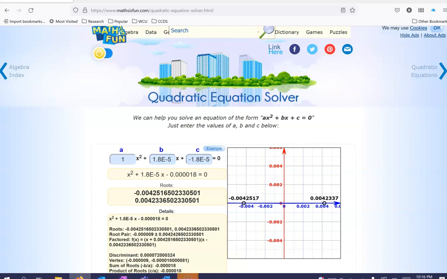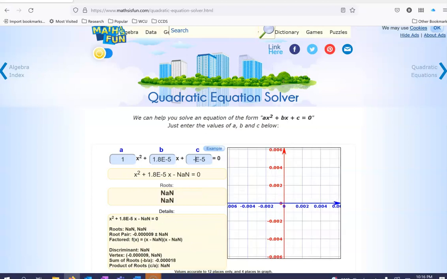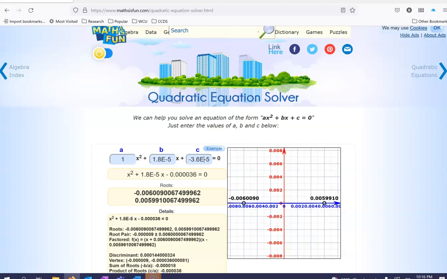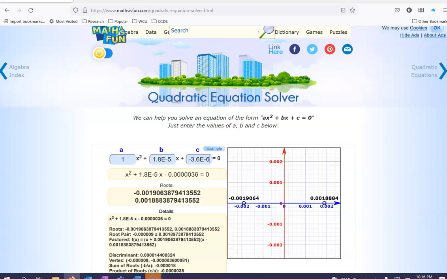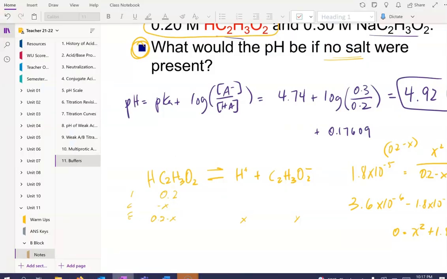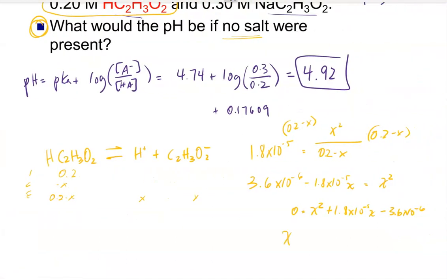1x, that guy, and then this is different. We have 1.8, no, 3.6 times 10 to the minus 6. Again, we have a positive and a negative. We won't use the negative, so we have 0.001888. So, x is 0.001888, and that is the molarity of the H+.